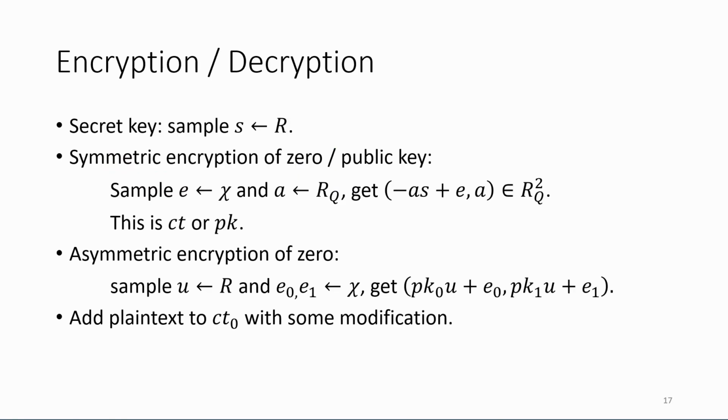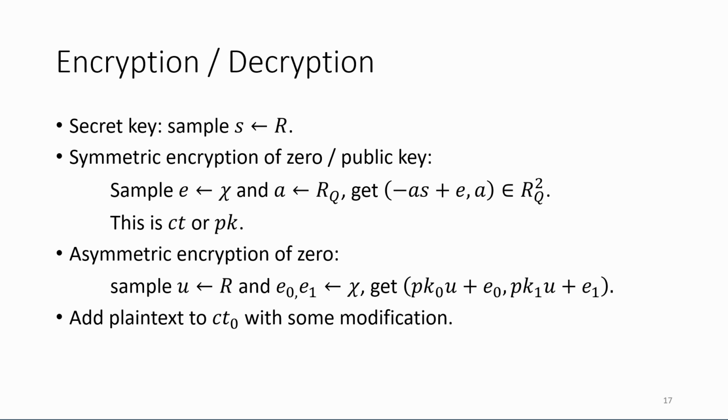How does the encryption and decryption work? We can get into a little bit more detail. Basically, you generate a secret key, which is S. It's a polynomial from a ring. Usually the secret key can be just a ternary polynomial, meaning the coefficients are -1, 0, or 1. They are very simple polynomials. You can read it actually.